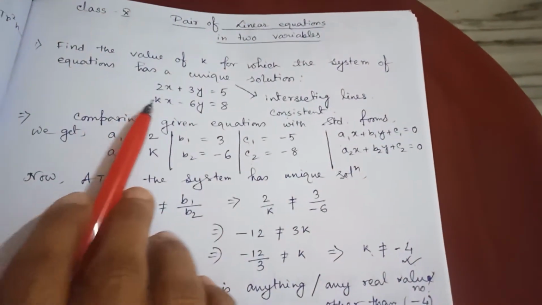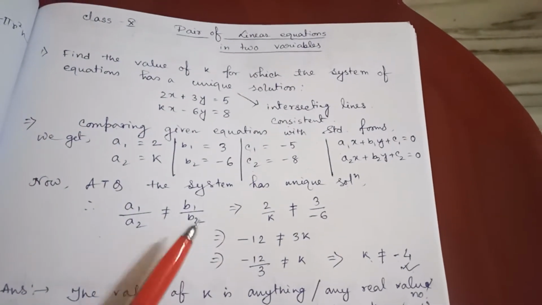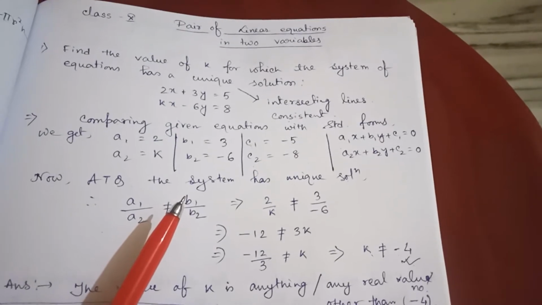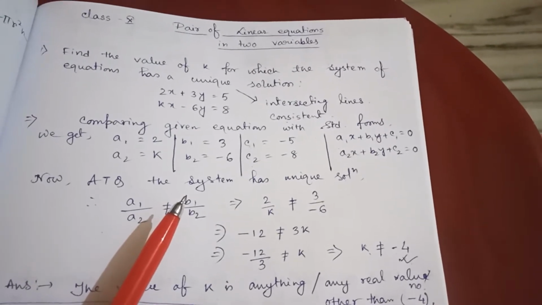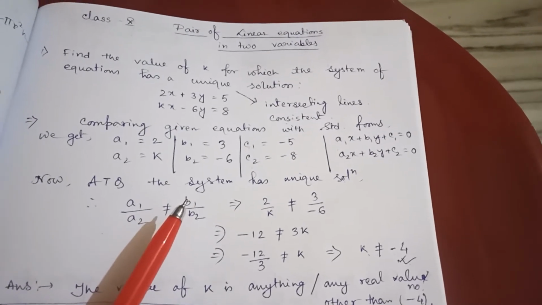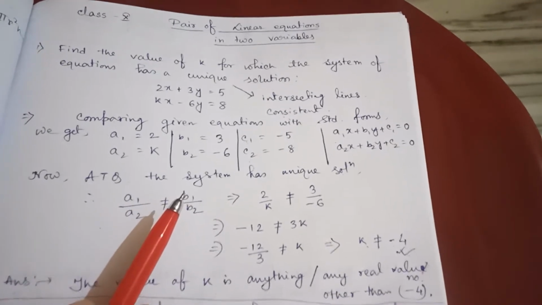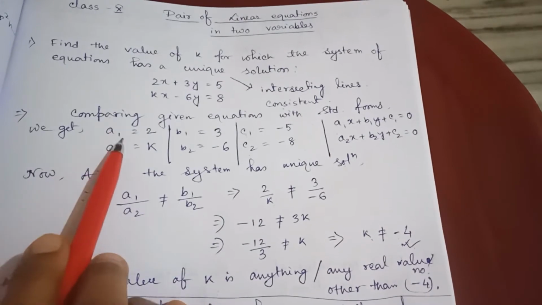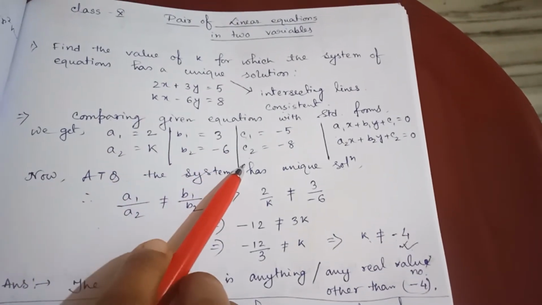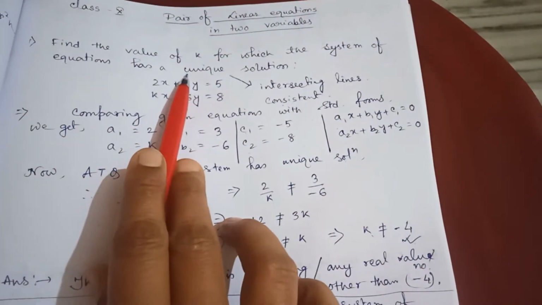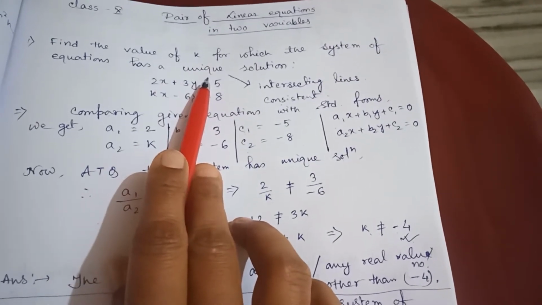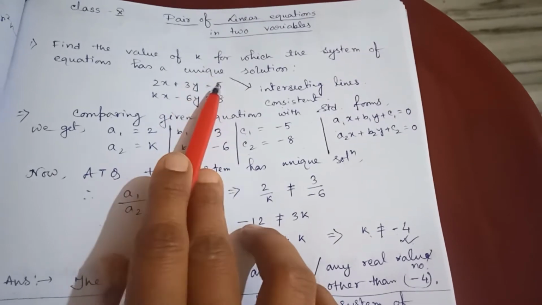Again, I'm just repeating the first question because this particular video will be a little bit lengthy, because there are many questions that I have chosen of different types, and those are really very important for board exams. So A1, A2, B1, B2, C1, C2 must be found. Look at the condition given: unique or coincident lines, meaning infinitely many solutions, or no solutions.